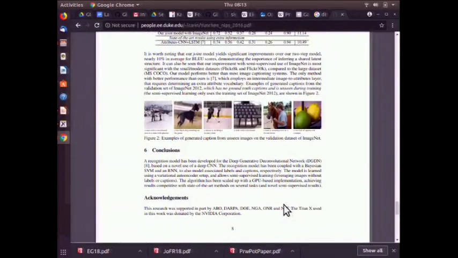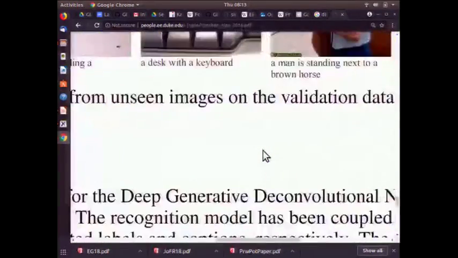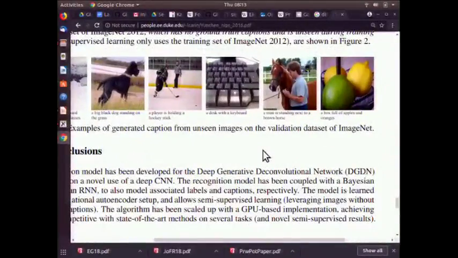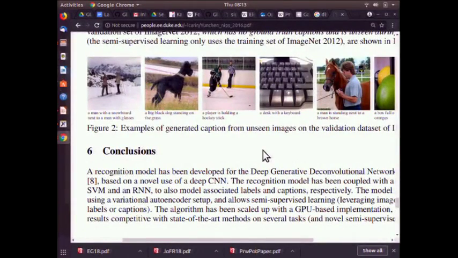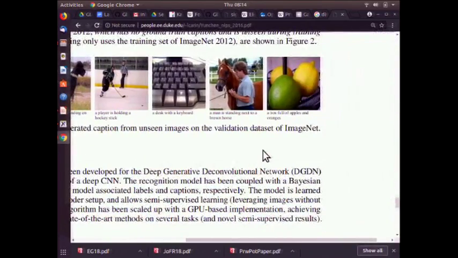Okay, let's see what it says. This is captioning. We looked at this, right? Let's look at generated captions from unseen images. So they were given this image, they'd never seen it before, and the caption says, a man with a snowboard next to a man with glasses. A player is holding a hockey stick, a big black dog standing on the grass, a desk with a keyboard, a man is standing next to a brown horse, a box full of oranges. A box full of apples and oranges. Clearly it got it wrong there, right?